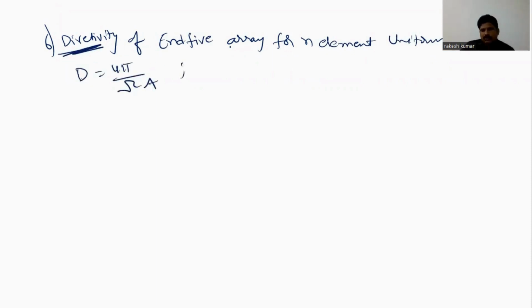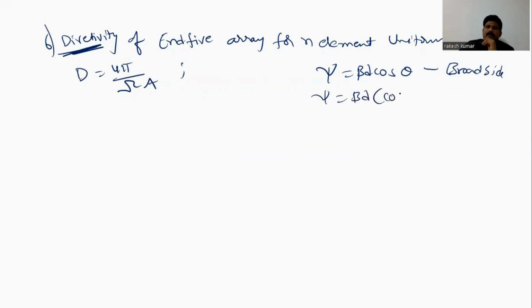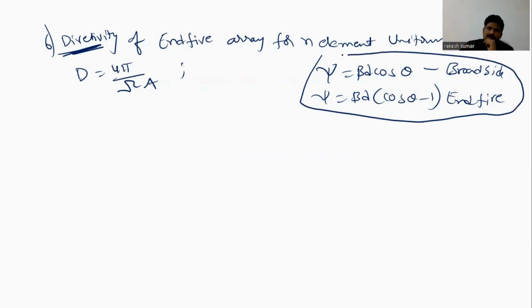Whatever the procedure we have followed in the broadside array, the same procedure we follow here, but the only change is: in the broadside array, psi is equal to beta d cos theta. This is for broadside array. Here the value of psi is equal to beta d (cos theta minus 1). This is for end-fire array. This is the only change you need to remember while deriving the directivity for broadside array and end-fire array.